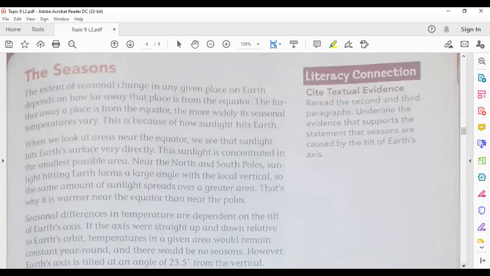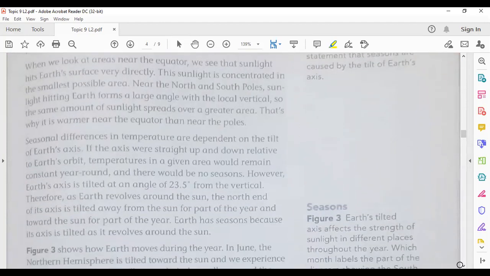So I want you to know why we have seasons. Seasonal differences in temperature are dependent on the tilt of Earth's axis. This is important. Did you know that if the axis of the Earth were straight, the temperatures would not change, and we would have one season? There would be no seasons if the Earth's axis were straight.